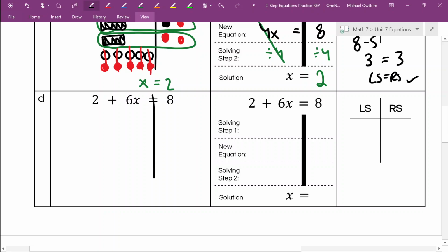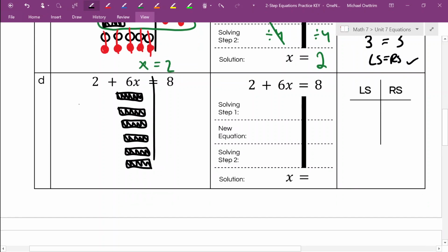Again, starting by drawing our wall, we're going to go ahead and draw our 6 x's. 1, 2, 3, 4, 5, 6 x's, and 2 positive constants. I'll put them over here. Doesn't really matter. And 8 positive constants on the other side. We'll try to sort those into our 6 rows as best as we can. 6, 7, 8.